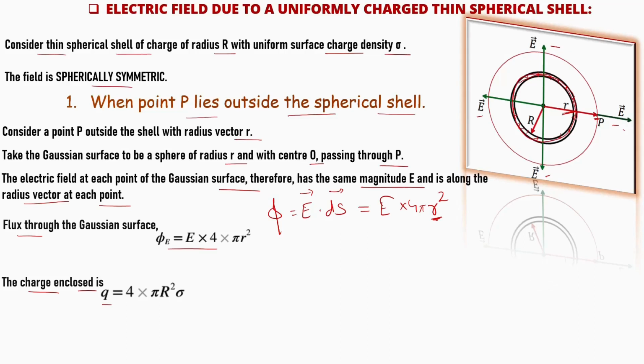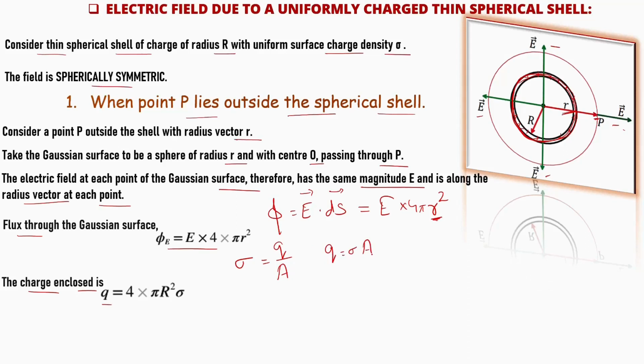It is uniformly distributed on the spherical shell. So this charge is enclosed inside the Gaussian surface. So what will be its magnitude? We can find it with the help of a formula. The surface charge density sigma is equal to Q upon area A. On rearranging this term, what we will get? Q is equal to sigma into A.